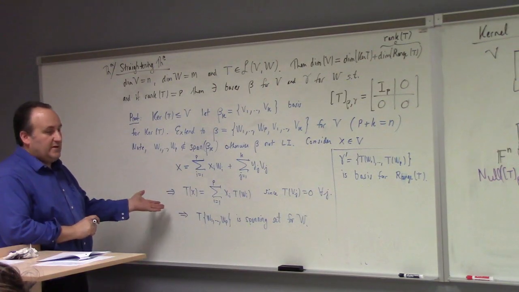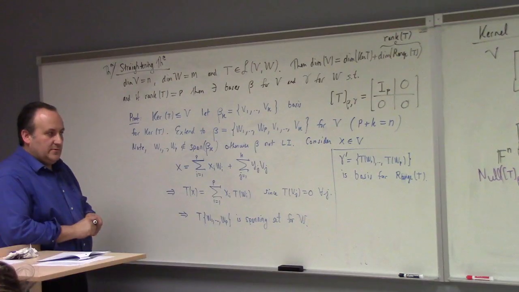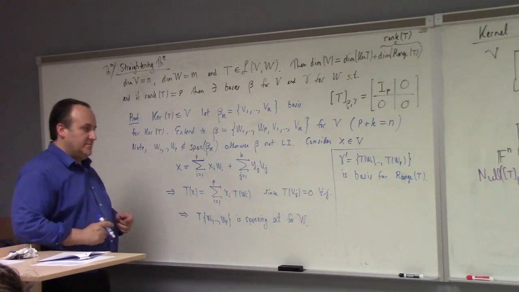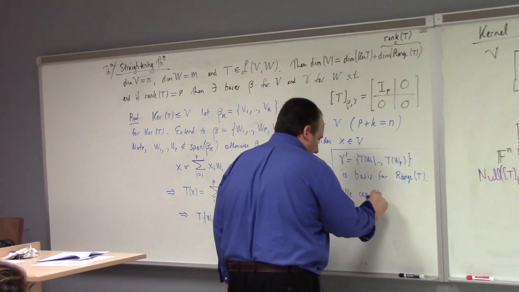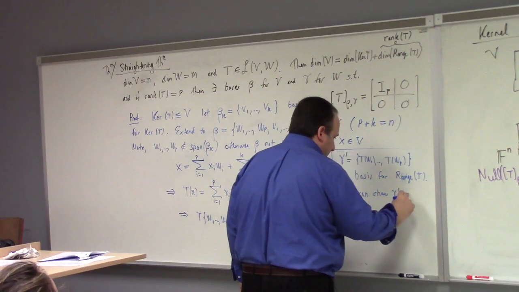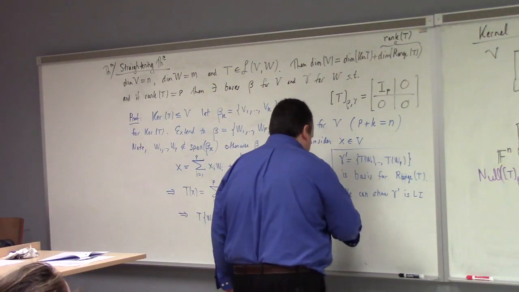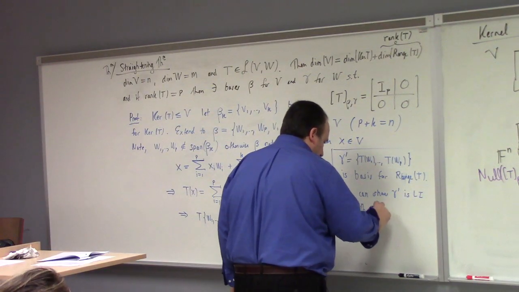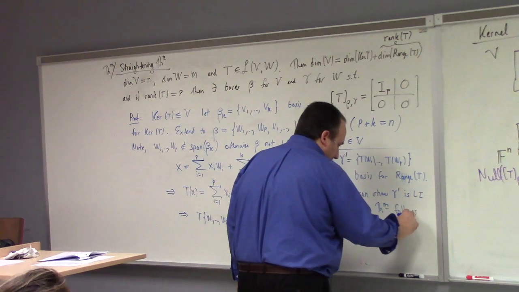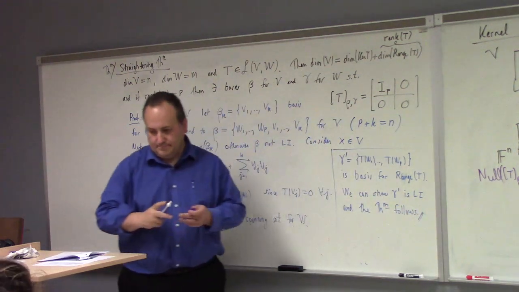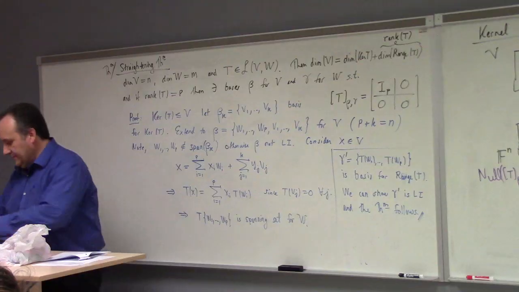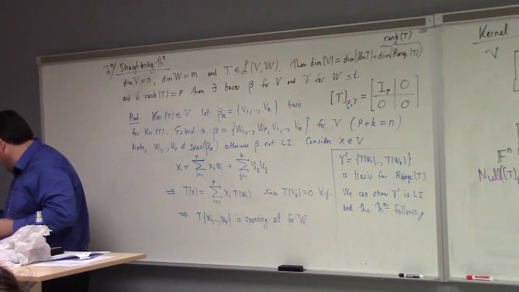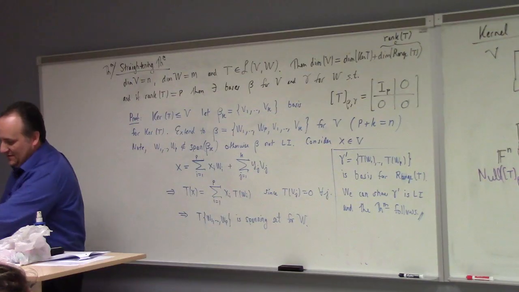Now I've only shown that it's a spanning set, right? So we need to prove that it's linearly independent. We can show gamma prime is linearly independent, and the theorem follows. Now we should actually show that, but I think the time has come to show it another way here.